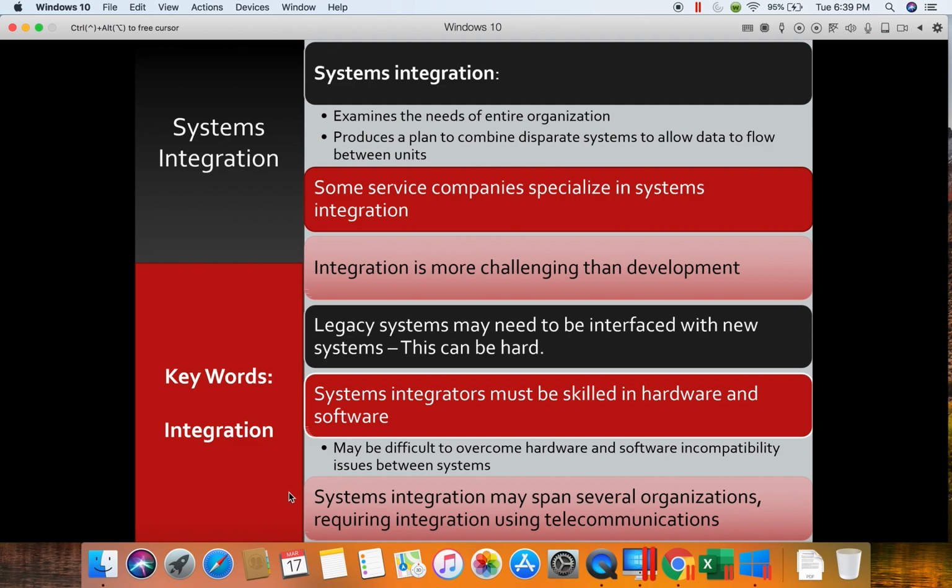Systems integrators need to be well trained in both hardware and software issues in order to be able to connect different types of hardware and software. Sometimes hardware and software can be incompatible to use together, and overcoming these incompatibilities is one of the biggest issues that they have to deal with in working with these system integrations.